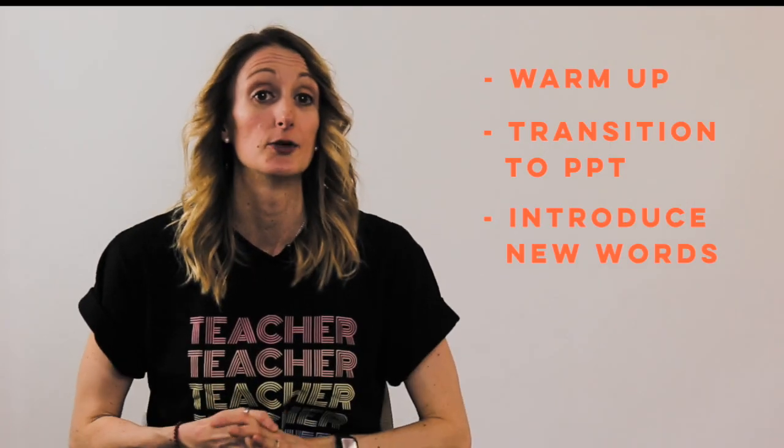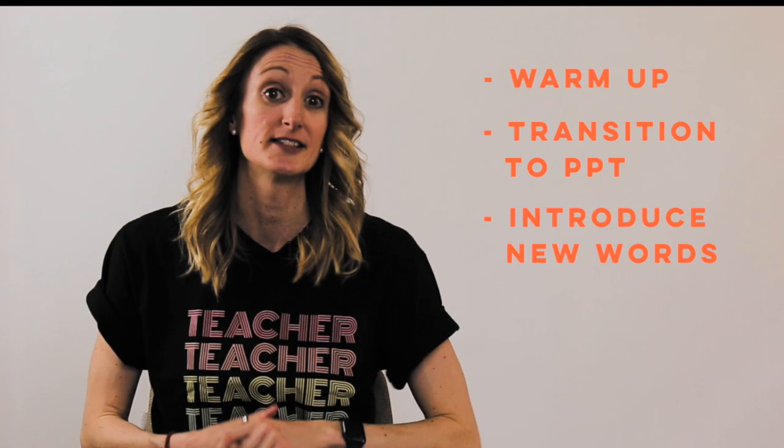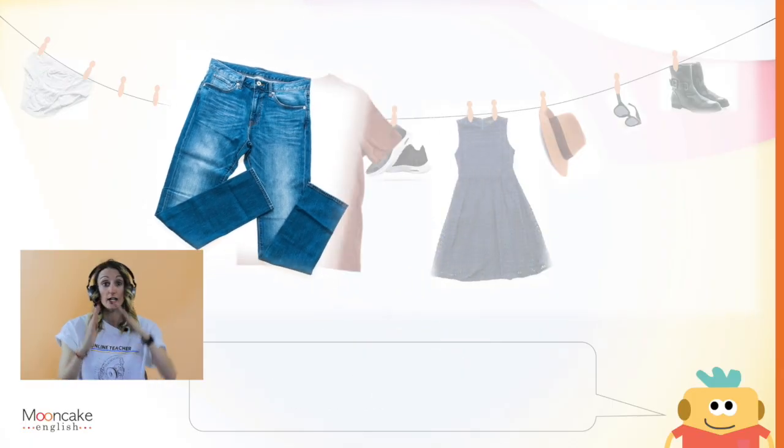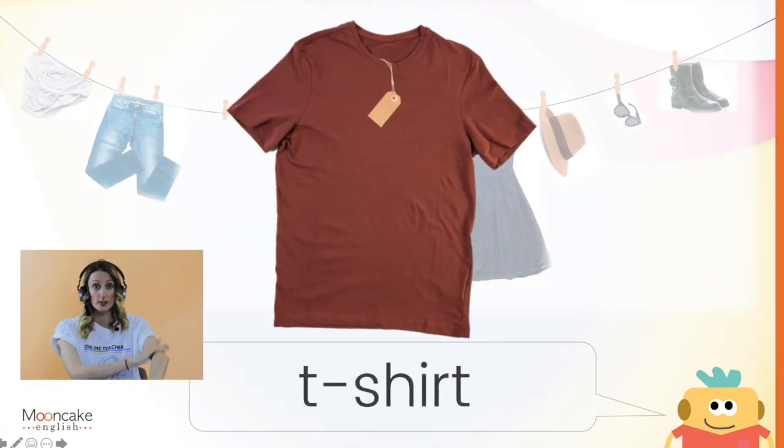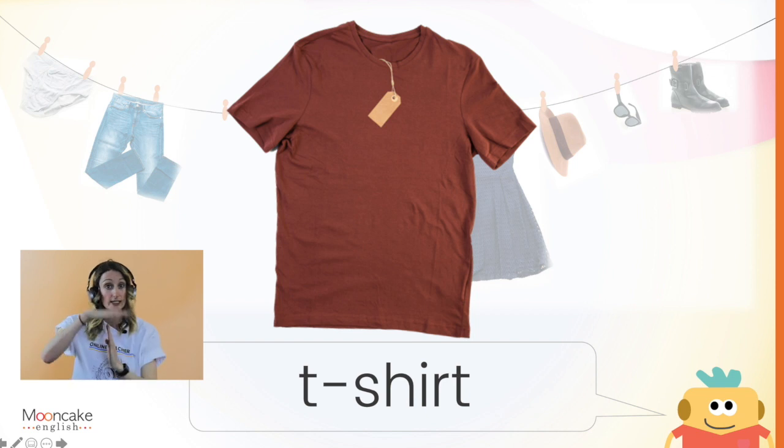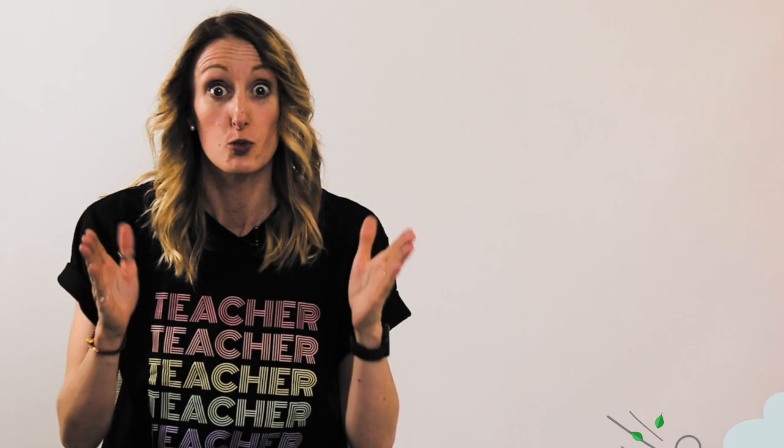Next, you can introduce the clothing one by one using chants and TPR as you do. T-shirt, t-shirt, short, short sleeves. Then suddenly, out of nowhere, the wind comes.